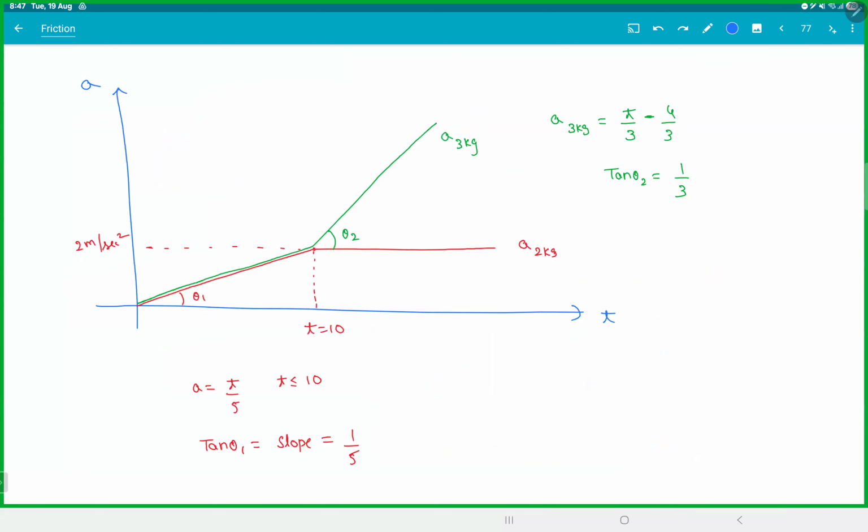How did you get tan theta 1 by 3? Looks like you guys are confused with the straight line equations. Y is equal to mx plus c. Listen, it's the same thing. So a2 is equal to 1 by 3 into t minus 4 by 3. Can you see that? It looks like a straight line equation. So what is this line? It's a line not passing through the origin. That's why the line looks like this. So slope here is 1 by 3.